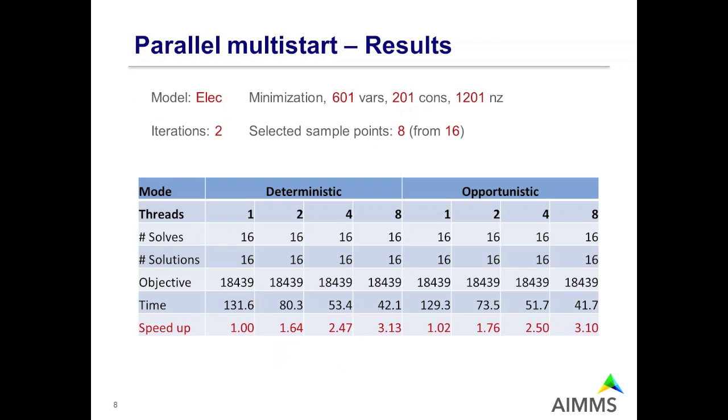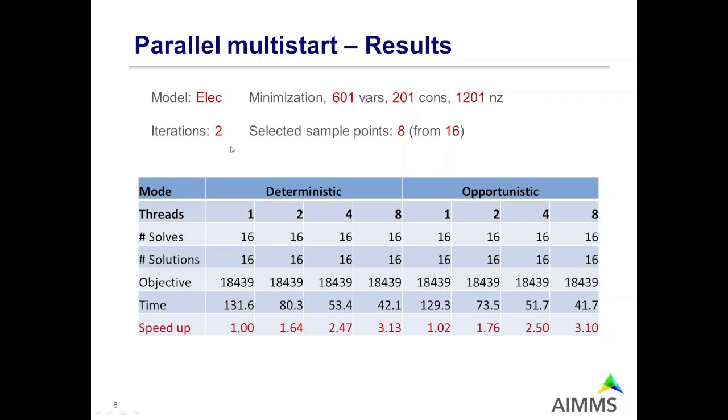And below you see the mode. So we have deterministic mode and opportunistic mode, and below there you see the number of threads: 1, 2, 4, and 8, and 1, 2, 4, and 8. So the column for 1 thread should be similar. They should have similar performance because the algorithm is in fact the same. But the times might differ, because the time sometimes differs. So that's not always the same.